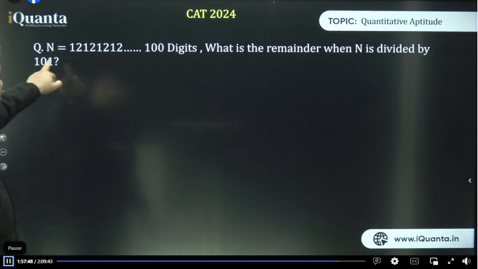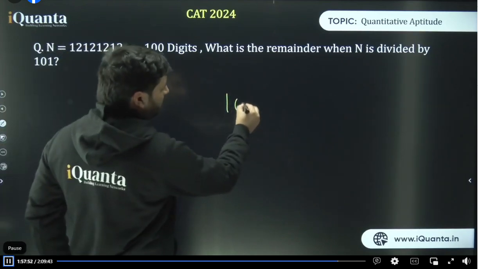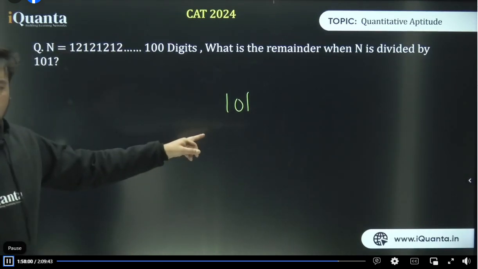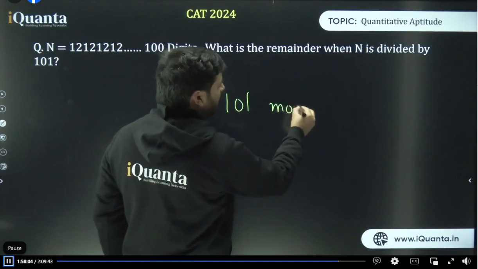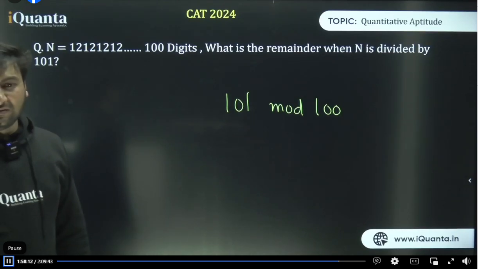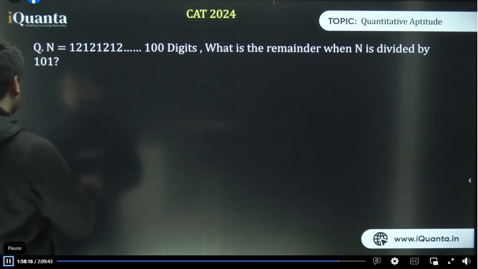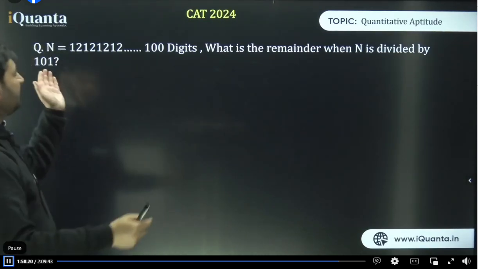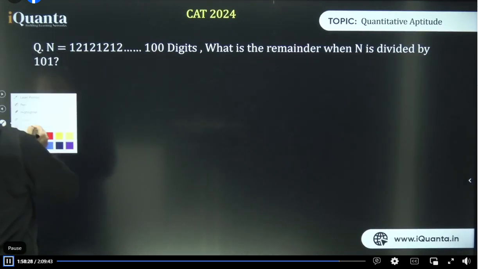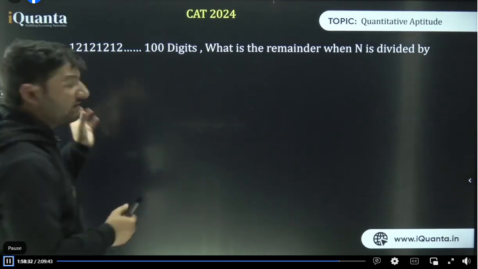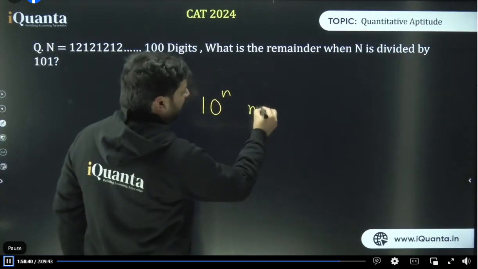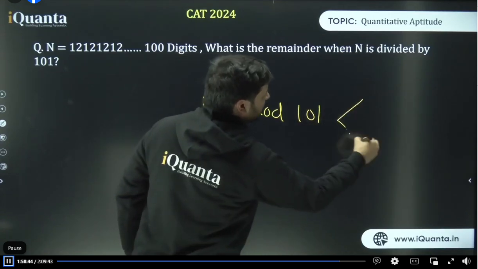Let us solve this question, okay? Come to this question with me. What is my remainder? What is my divisor? 101. Right? This is close to 100. So find out mod 100. What is my divisor? It is 101, right? My divisor is 101. 101 is close to 100. So I will always try to find out which power of 10 when it is divided by 101 gives me +1 or -1.